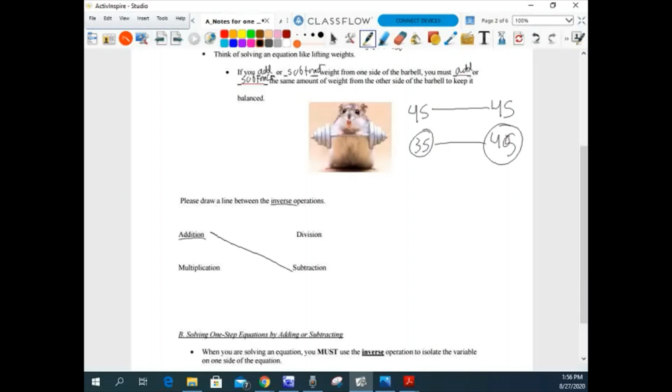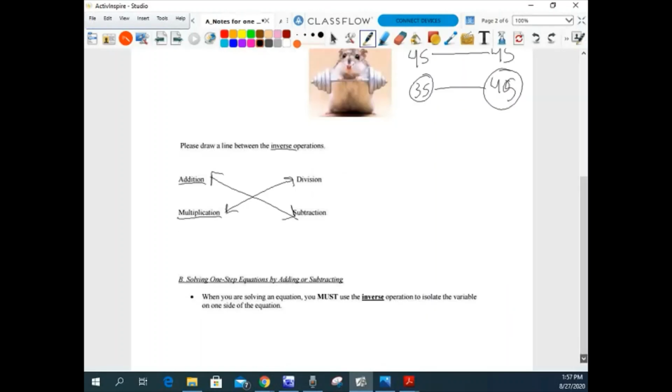Subtraction. And then what is the opposite of multiplication? Division. And that goes both directions. The opposite of subtraction is addition. The opposite of division is multiplication. Okay?